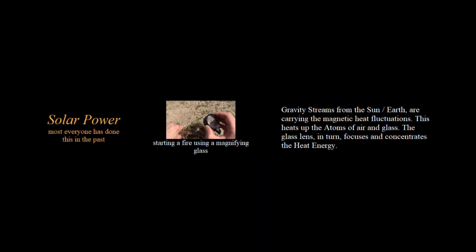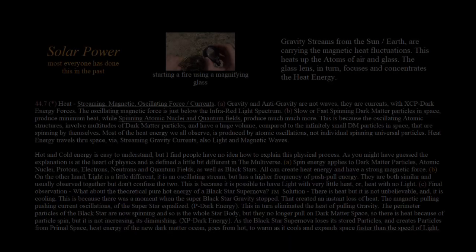Solar power, most everyone has done this in the past. Starting a fire using a magnifying glass. Gravity streams from the sun, Earth, are carrying the magnetic heat fluctuations. This heats up the atoms of air and glass. The glass lens, in turn, focuses and concentrates the heat energy.